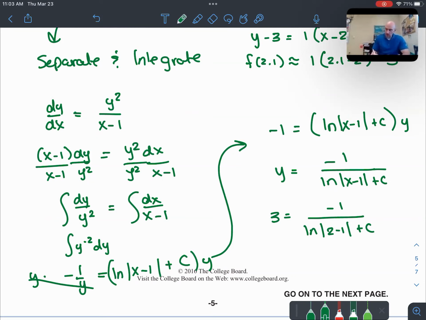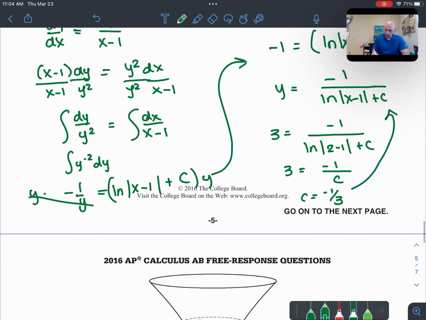Well, here's the thing. Natural log of 2 minus 1. We've done that plenty of times. That's just going to be 0. So now I can go ahead and solve for c. C is going to equal negative 1/3. All right. So now you could have gotten that by cross multiplying, by multiplying by c divided by 3. Either one works. So now that I have that, all I need to do is go back and plug it back into my equation to finish this out. So y equals negative 1 over natural log x minus 1 minus 1/3. And there you have it.